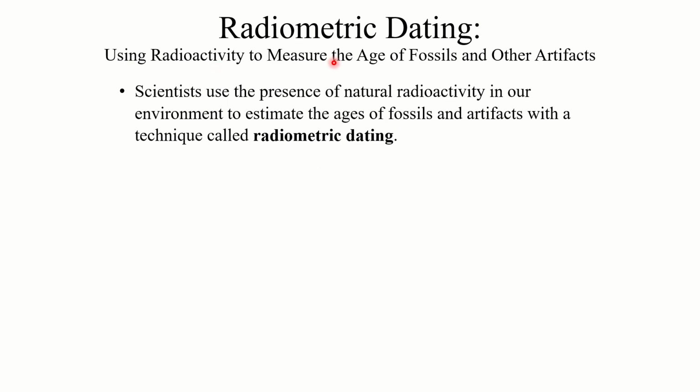Next, we're going to talk about radiometric dating. This is the use of radioactivity to measure the age of fossils and other artifacts. So scientists can use the presence of natural radioactivity in our environment to estimate the ages of fossils and artifacts with a technique called radiometric dating.